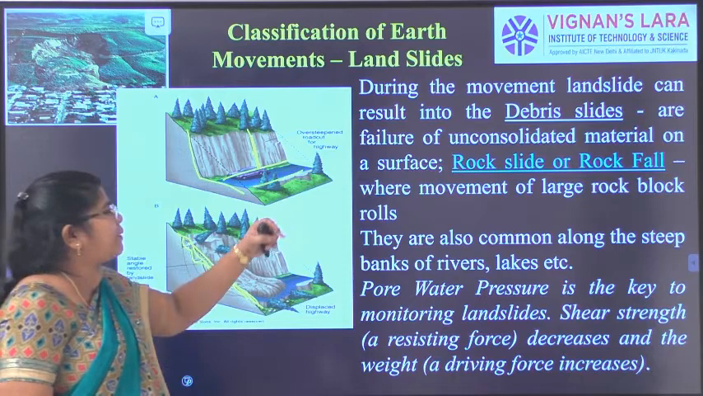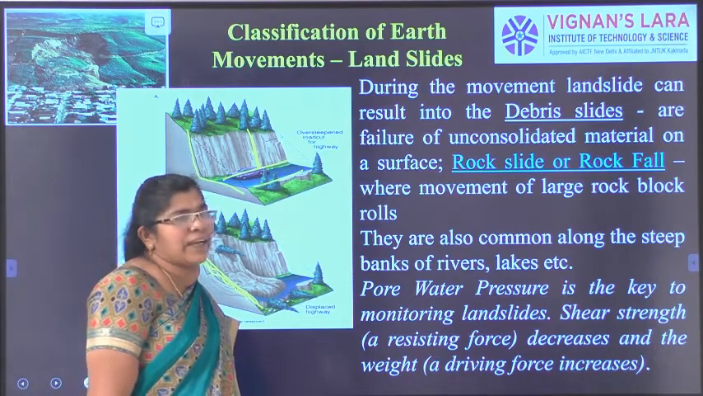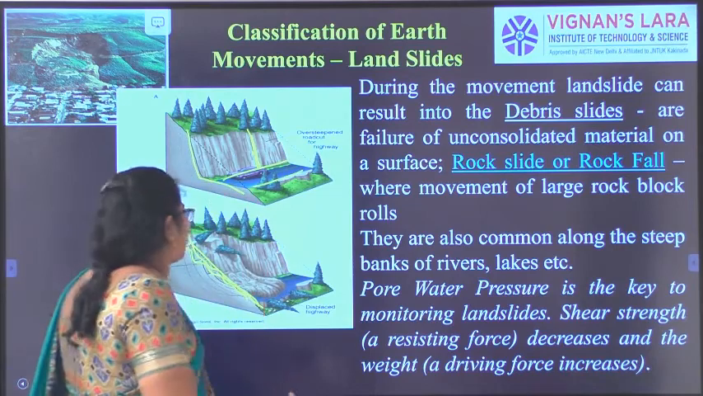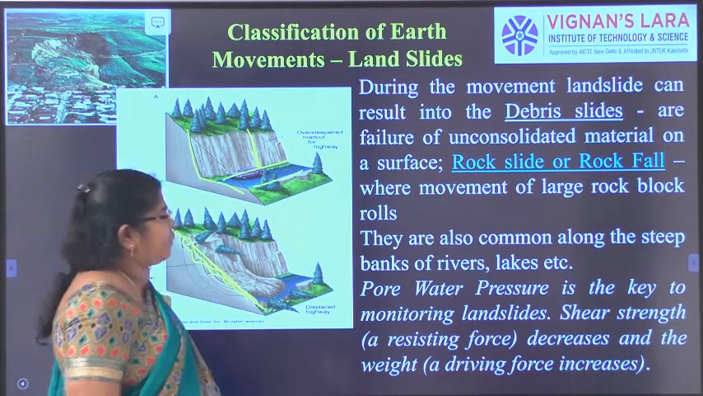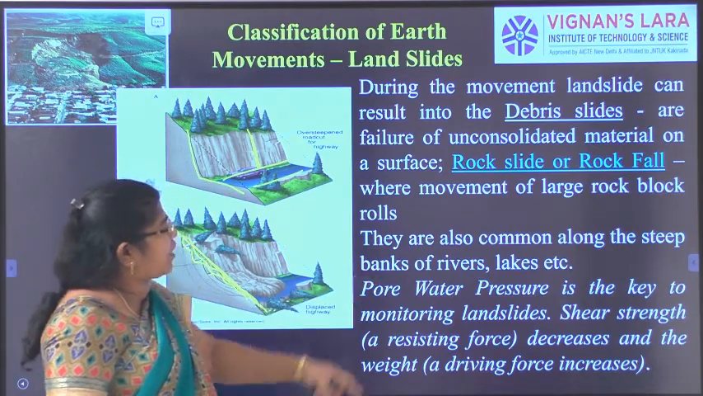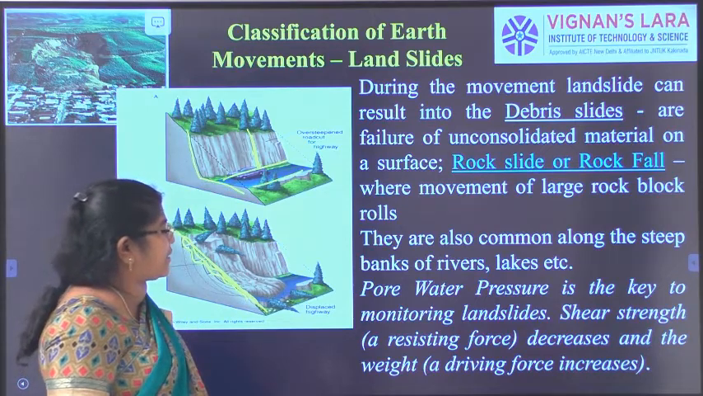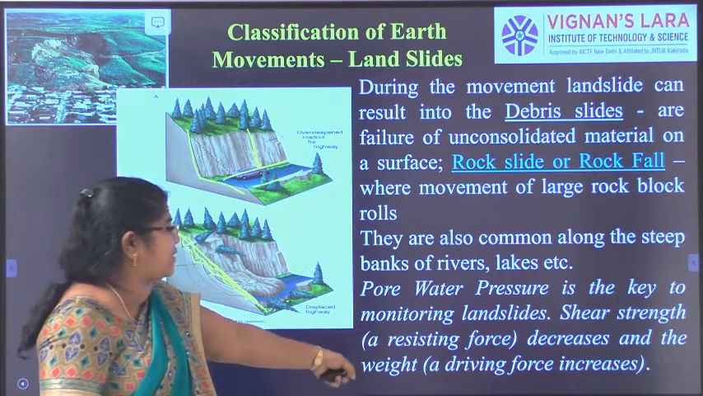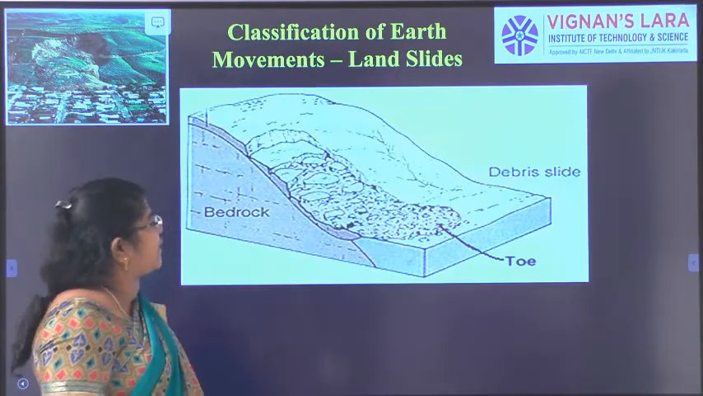That is what happens in debris slides, where the mass of land falls down, by which the slope can maintain itself. These are very common in steep lands, rivers, lakes, etc. Pore water pressure is a key in monitoring the landslide. Shear strength decreases and the weight increases.